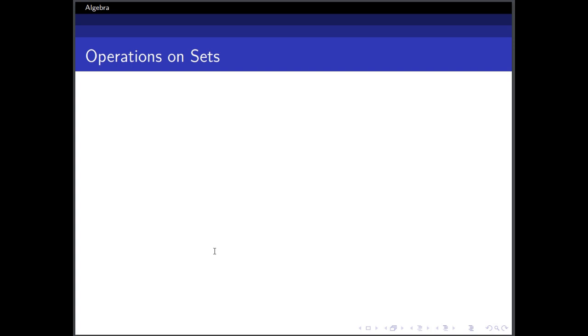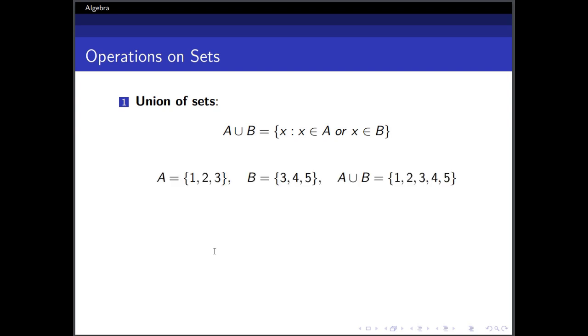Then there are some standard operations on sets. First one is union of sets. So if A and B are any two sets, then their union is defined as {x such that x belongs to A or x belongs to B}. For example, if A is equal to {1, 2, 3}, B is equal to {3, 4, 5}, then A union B is given by {1, 2, 3, 4, 5}. That means union contains all elements which belong to either A or belong to B.